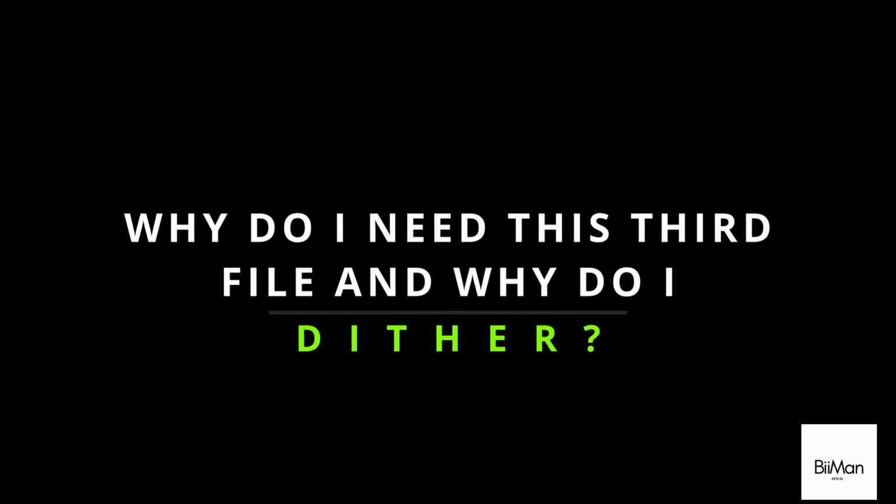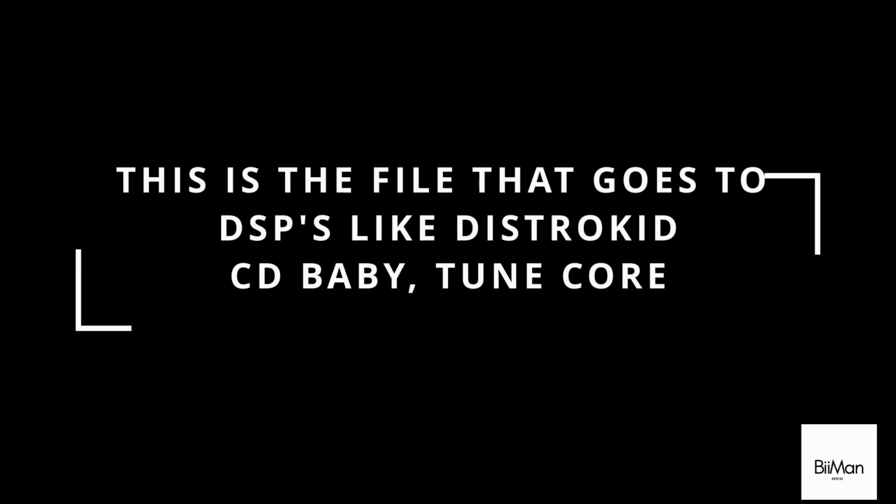So now I have a third file format, which is still a WAV file, but it's on 44K sample rate and 16-bit. Now, why do I need this third file and why do I dither? This is the file that goes to DSPs like DistroKid, CD Baby, and whatever. I've forgotten the others. TuneCore, yeah.